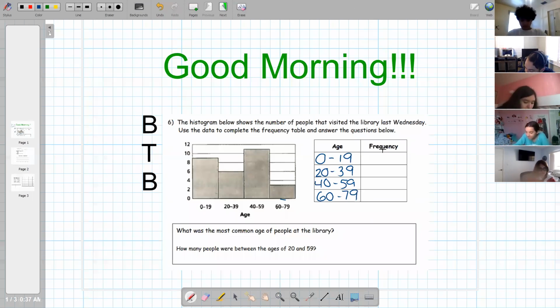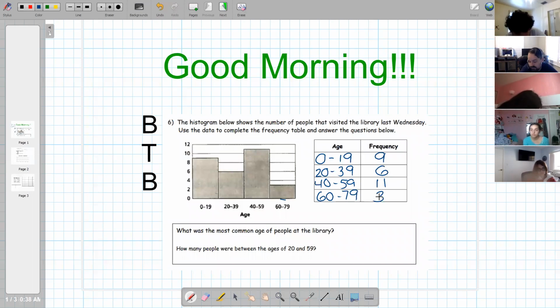From 0 to 19 is going to be a frequency of 9. From 20 to 39 is going to be a frequency of 6. From 40 to 59, a frequency of 11. And from 60 to 79, a frequency of 3. Okay, that is how we will create a frequency table from that.